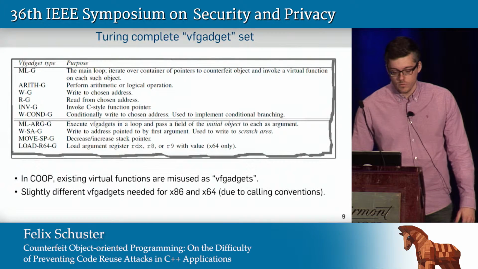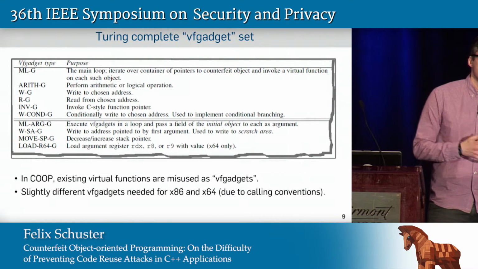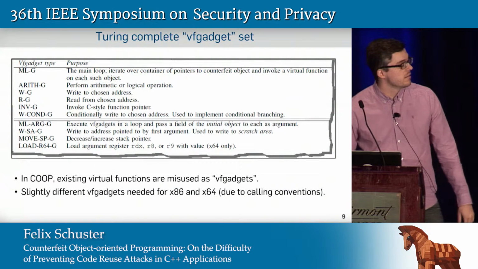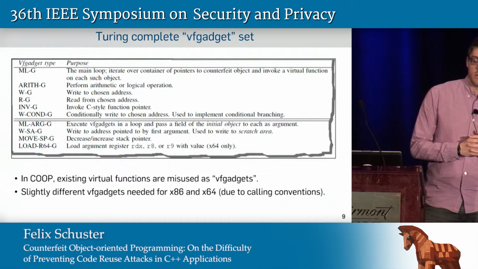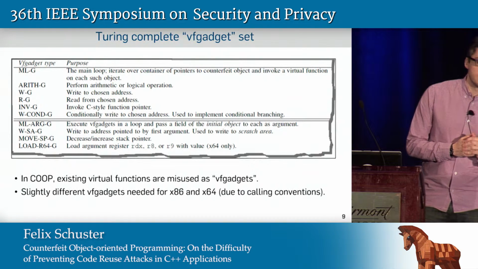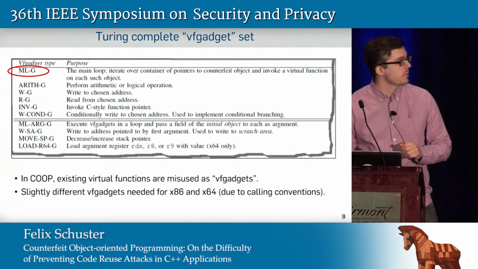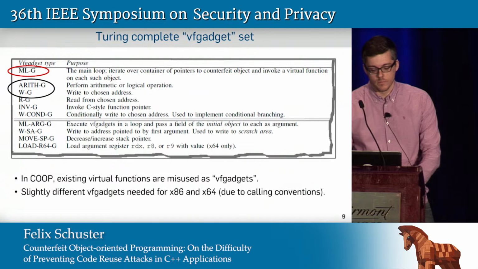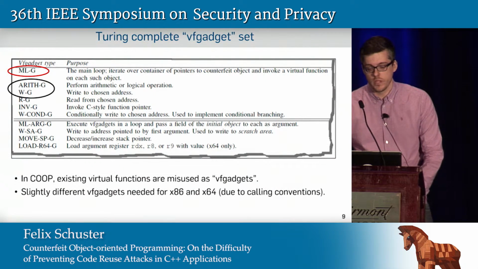We figured that we would need virtual functions of different types in order to provide the attacker with Turing-complete semantics and some extra semantics. And these are essentially all the different types you need in order to create a meaningful attack on x86, 32-bit and 64-bit. I'm not going to explain all of them, but I'm going to explain the main loop gadget, which is the most important one, and two simple ones. We refer to these virtual functions that we use in the COOP attack as vfGadgets.